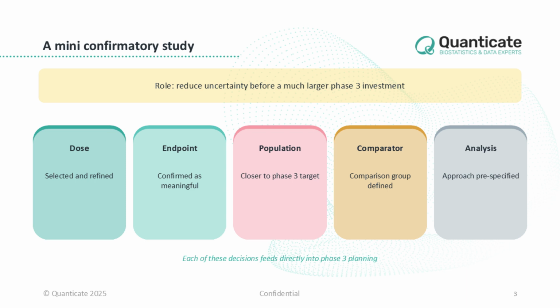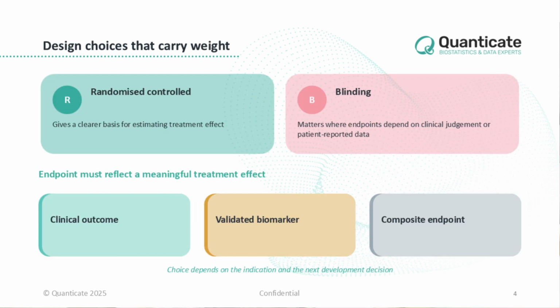This is why phase 2b is sometimes described as a mini confirmatory study, because its role is to reduce uncertainty before a much larger investment. Design choices also carry more weight at this stage. Randomized controlled comparisons are commonly used because they give a clearer basis for estimating treatment effect. Blinding may also be important, especially where endpoints depend on clinical judgment or patient-reported information.